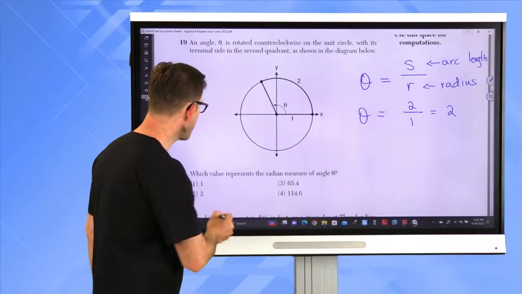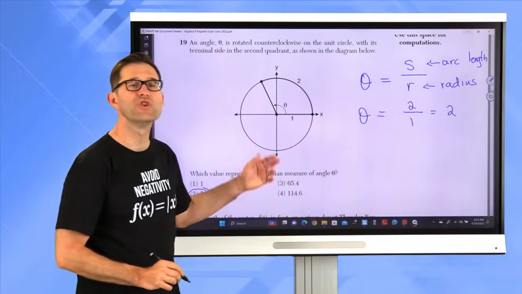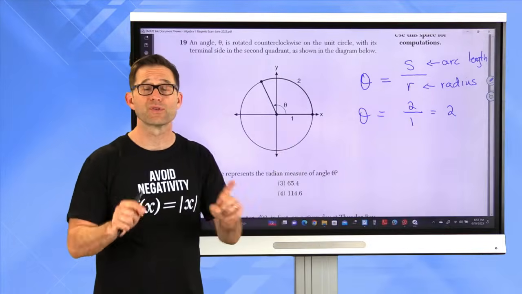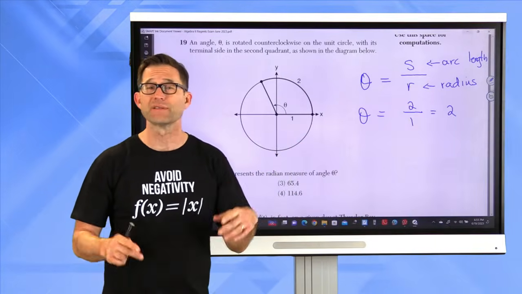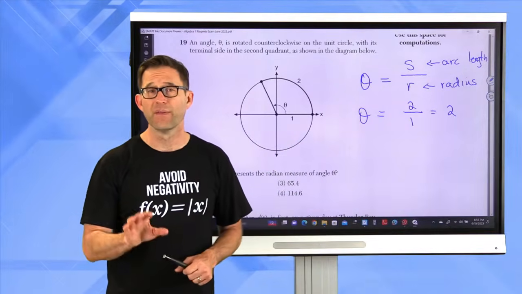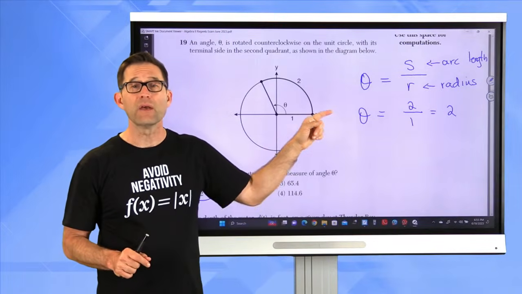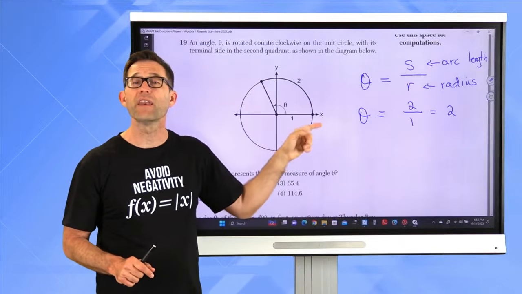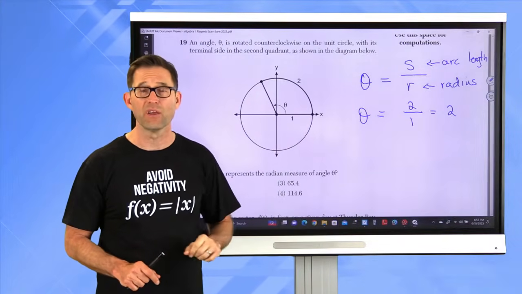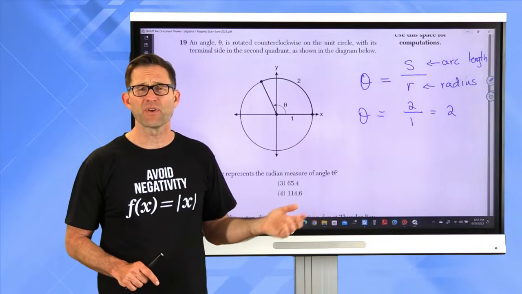Now, I think what they're getting at here is that if you're on the unit circle, the circle with a radius of 1, the basis of all the trigonometry in this particular course, right? Then the radian angle is simply equal to the arc length. Theta and s are the same on a unit circle. Maybe that's what they're getting at here.